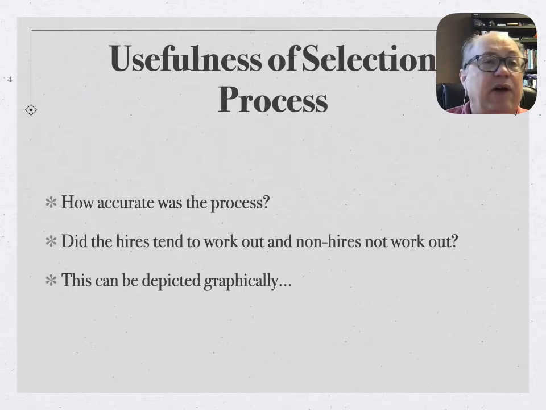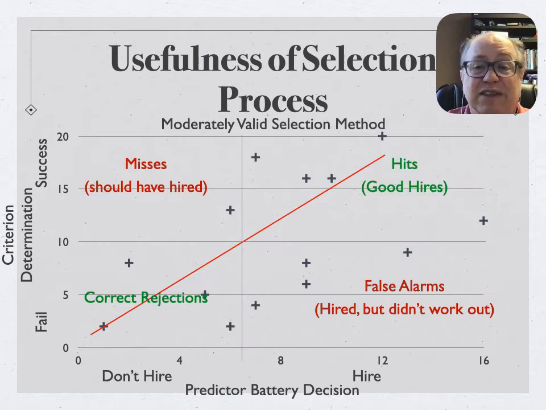How can we decide how accurate they were? Do the hires tend to work out and non-hires not work out? Which is kind of a weird concept. How do you determine if a non-hire doesn't work out? Well, there are ways to do it, but it is difficult. You identify an issue, but we can conceptualize about it and get some reasonable insight into what kind of thinking can be applied to get at usefulness. How good is this process?